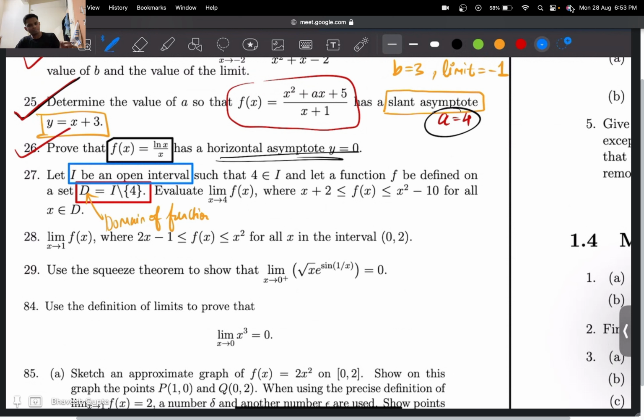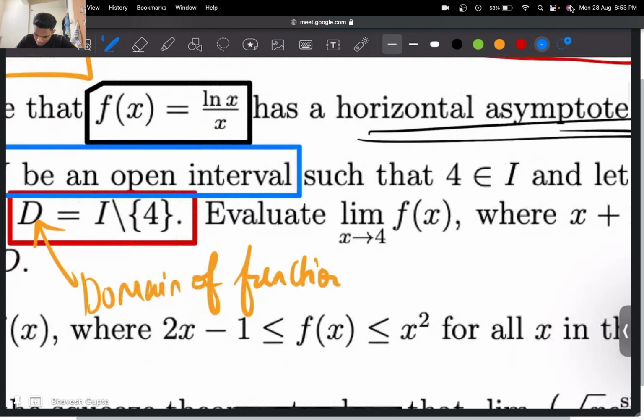But now in order to define my function, for some reason, my function might not be defined at 4. I don't know. But I want to write down what the domain of the function is. So what I do is remove this 4 from the interval I. The way we remove that mathematically is by using this backslash. Using this backslash means that you have removed an element from the set. And how do you see that it's an element? Because you have used a curly bracket, not an open bracket.